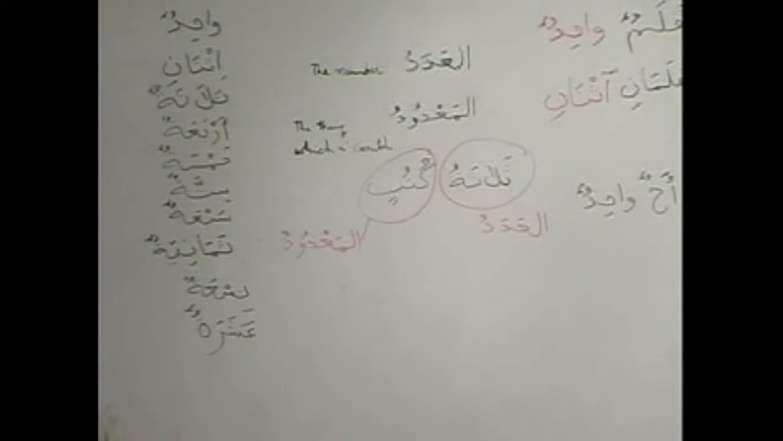Okay? Ready? Now we count houses. We are doing a survey on behalf of the city. We are counting houses now. Ready? What is the plural of house? Buyutin. How do you say 3 houses? Salasatu buyutin, arba'atu buyutin, khamsatu buyutin, sittatu buyutin, sab'atu buyutin, thamaniyatu buyutin, tis'atu buyutin, asharatu buyutin. MashaAllah, that was good. We are getting better, inshallah.